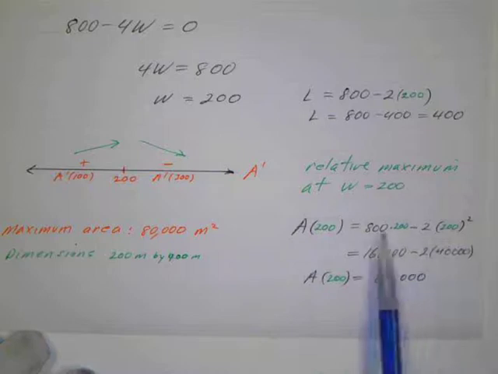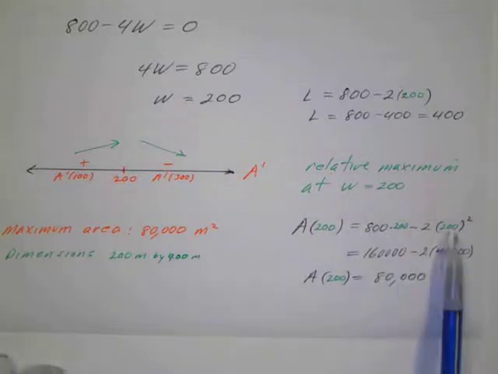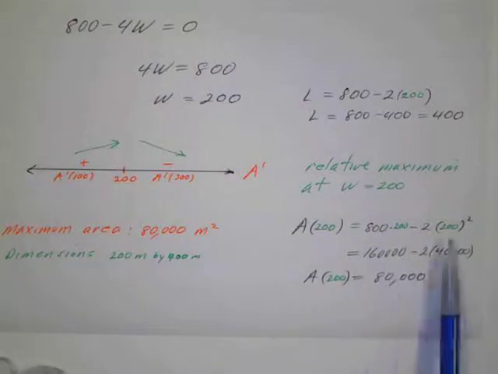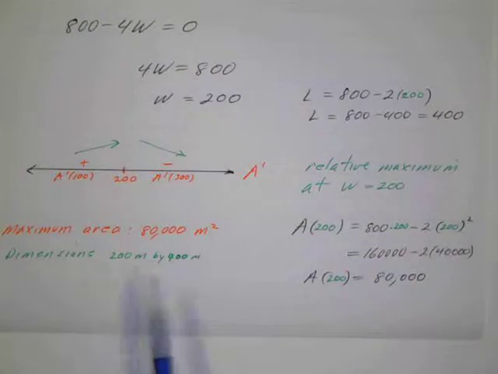But if I put that in here, that'd be 800 times W minus 2 times W squared, and that worked out to be 160,000 minus 80,000, which was 80,000. This is another way to do it, but it's probably a little bit easier just to multiply the 200 meters by the 400 meters and get the 80,000 meters squared. Okay? So I hope that makes sense to you all.